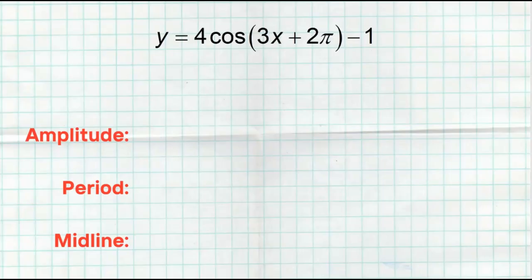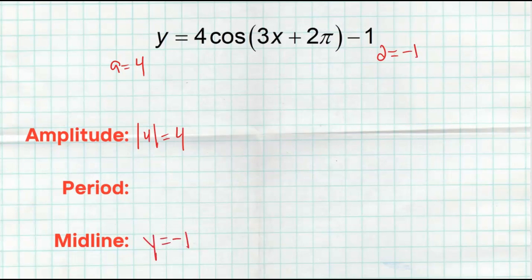All right, let's look at one more problem here. Another problem. This one's going to be adding a little layer of difficulty here. So the a value is pretty easy to see. Seeing a value 4, absolute value 4 is going to be my amplitude. D value is really easy to see, -1. That's going to be my midline of y equals -1.